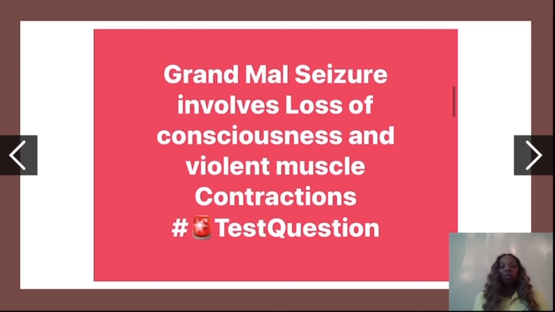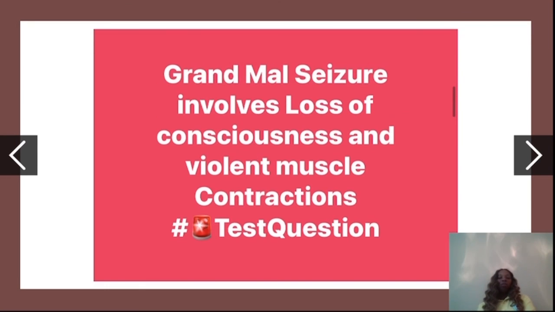Grand mal seizures involve loss of consciousness and violent muscle contractions. Violent muscle contractions occur with grand mal seizures, and sometimes the residents will urinate on themselves during the seizure. They truly get very, very sleepy. They have a postictal stage after a seizure where they get very sleepy.